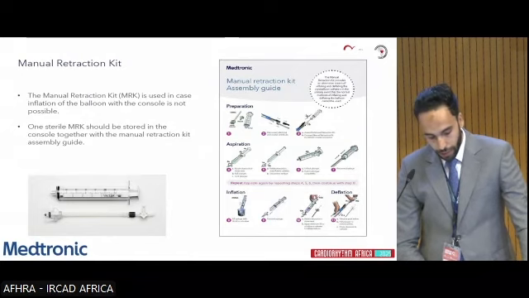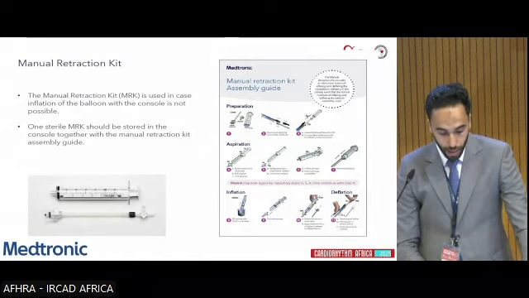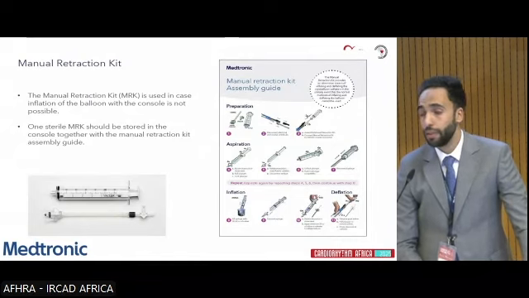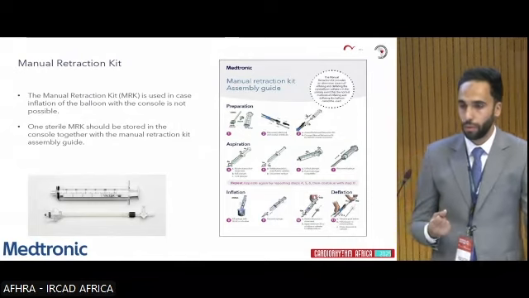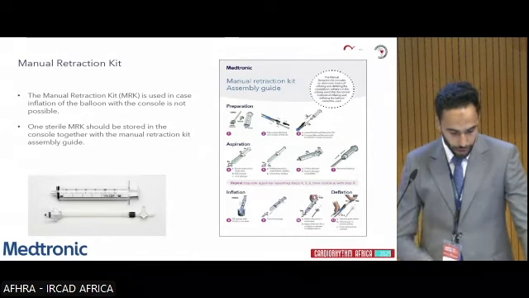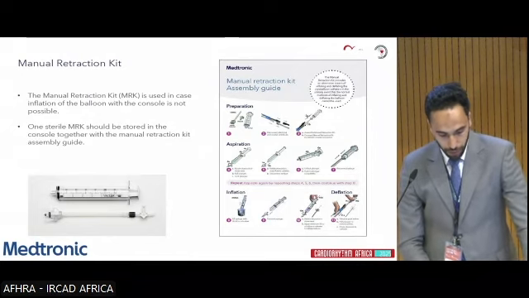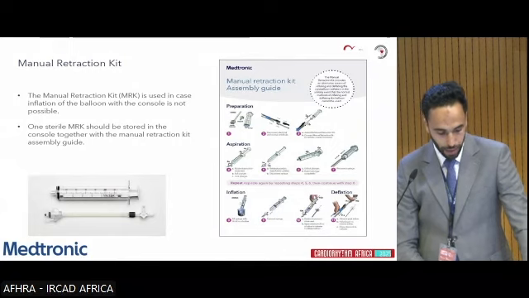We have a manual retraction kit. The manual retraction kit is used in case inflation of the balloon with the console is not possible. We can use the manual retraction kit, and after we inflate the balloon manually, we can freeze with the console. Every console should be stored together with a manual retraction kit, and the manual retraction kit assembly guide.